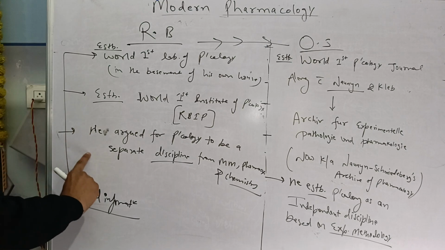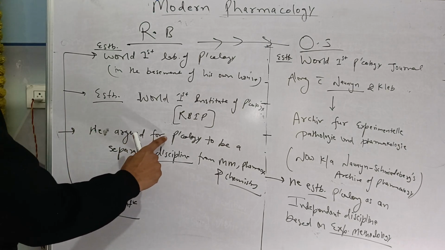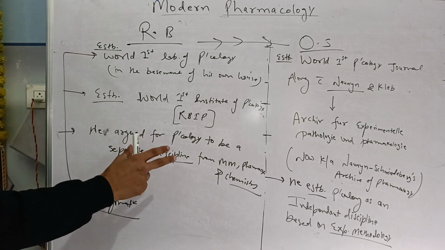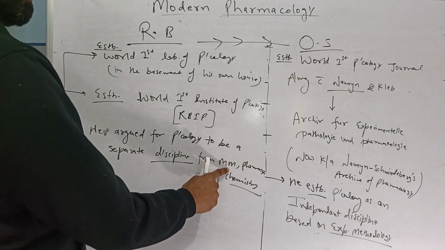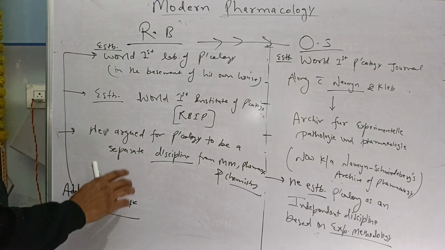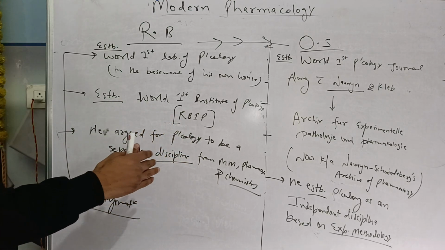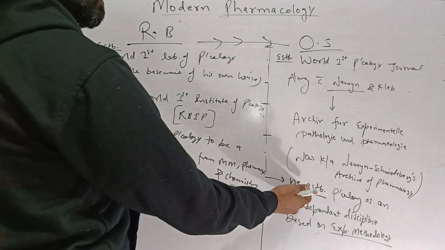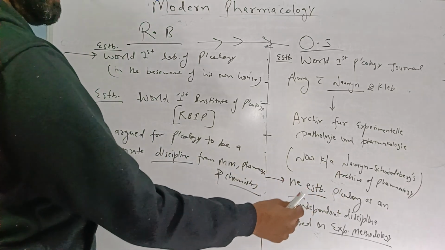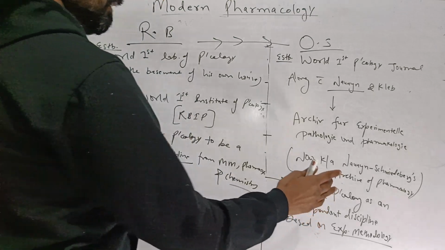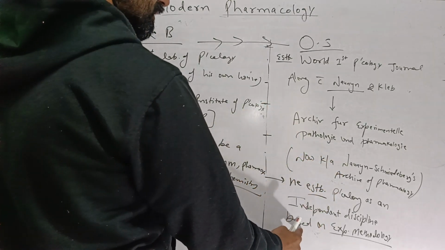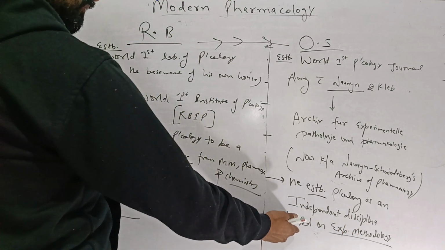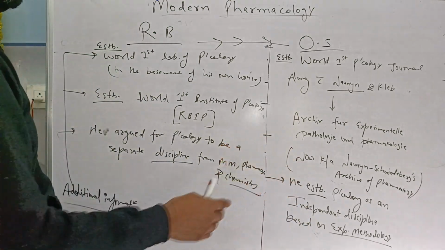This pharmacologist argued for the first time that pharmacology should be a separate, distinct discipline, separate from materia medica, pharmacy and chemistry. With the effort of Oswald Schmiedeberg, pharmacology was established as an independent discipline based on experimental methodology. And at this point of time, materia medica was completely obsolete.